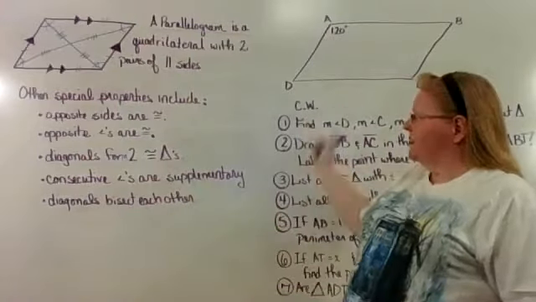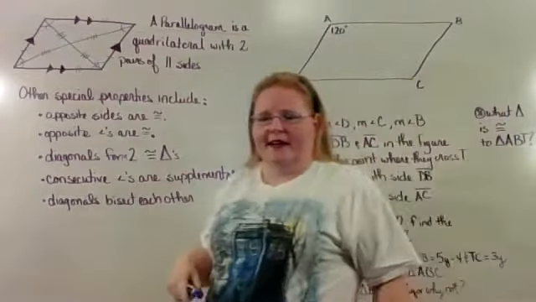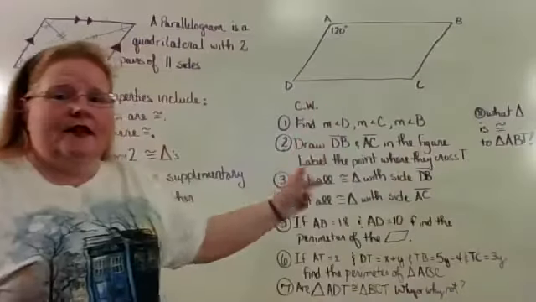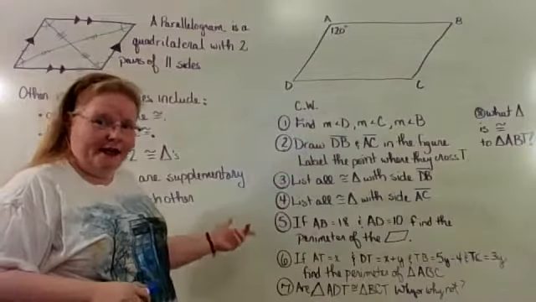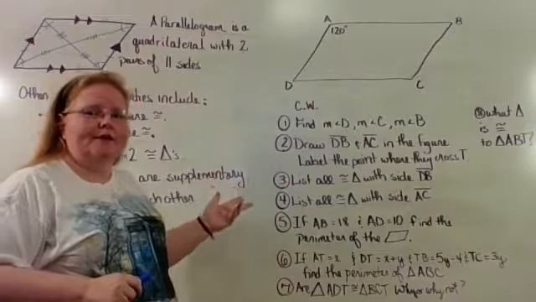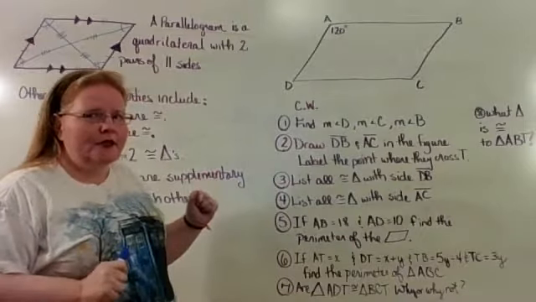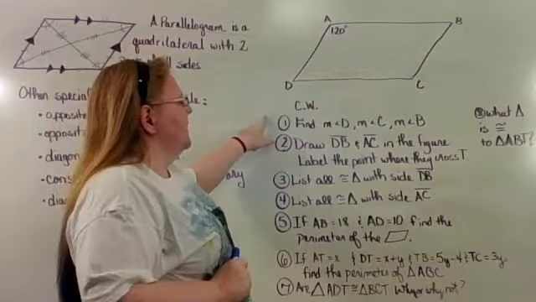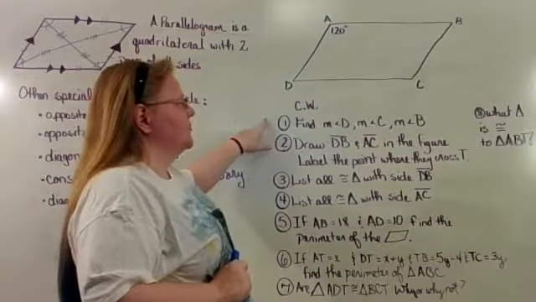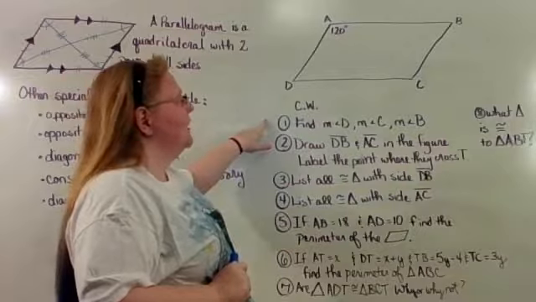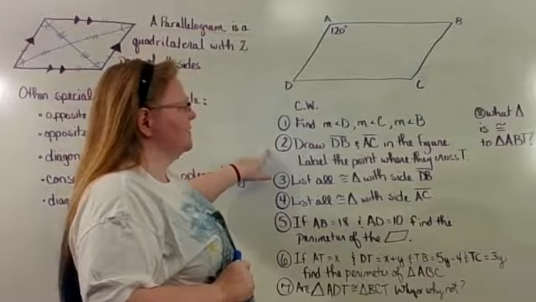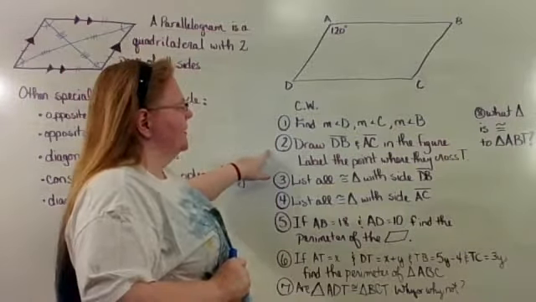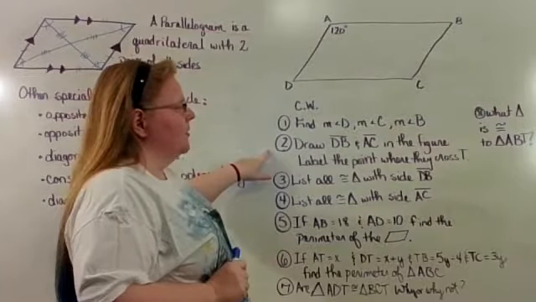So I have this classwork set up already for you. Feel free to go ahead and pause it and work on it. Let me read them for you just to make sure that you understand. Number 1 says to find the measure of angle D, the measure of angle C, and the measure of angle B. 2 says to draw DB and AC. In the figure, label the points where they cross T.